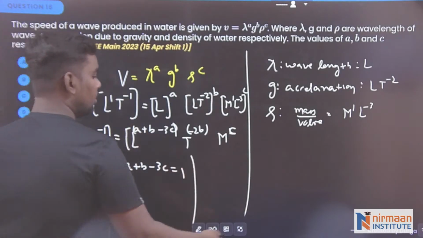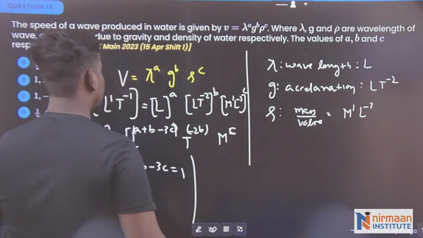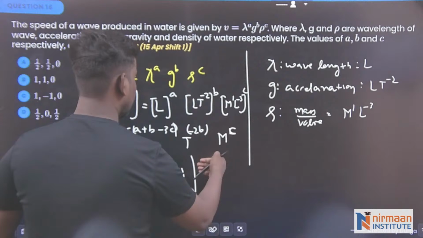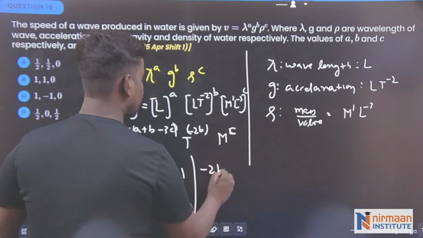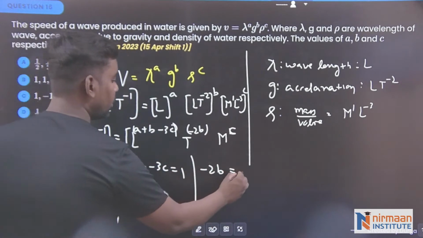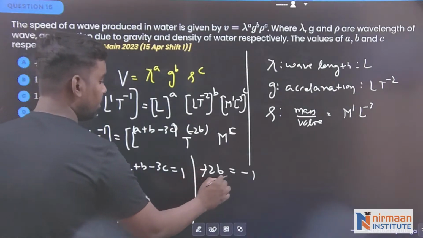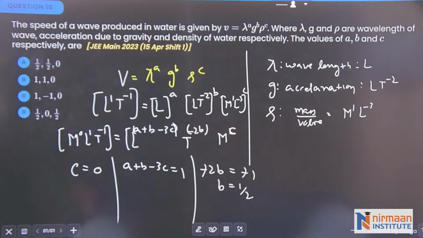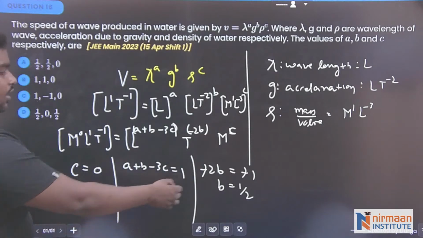Now what is the T power? T is minus 2b on this side, and on this side it is minus 1, right? So from this you get b is 1 by 2. c is 0, b is 1 by 2. So which option is right? You will find option A is right.